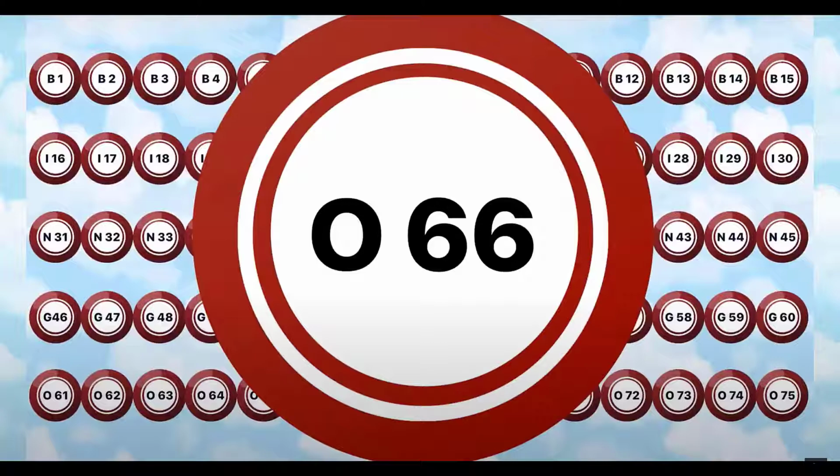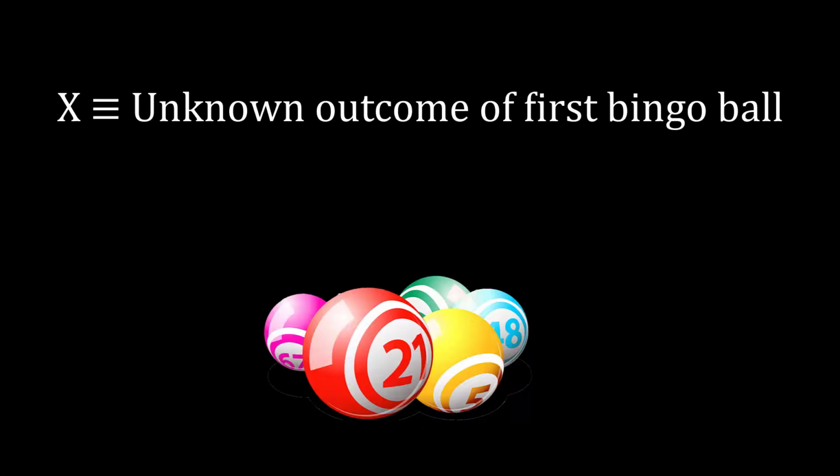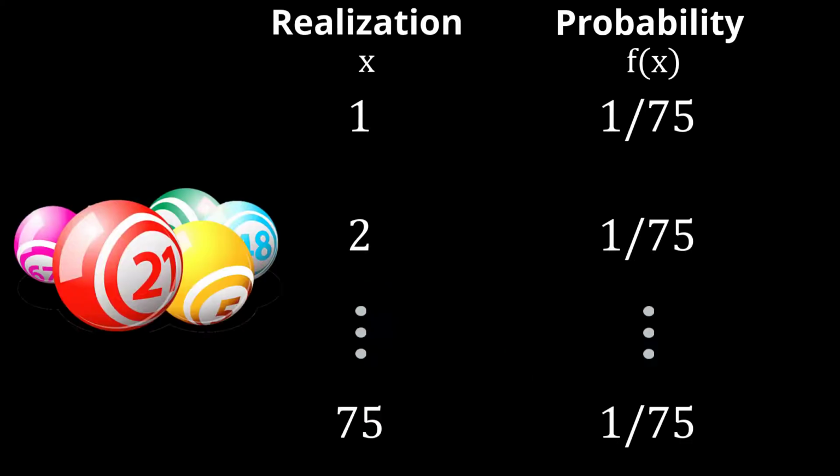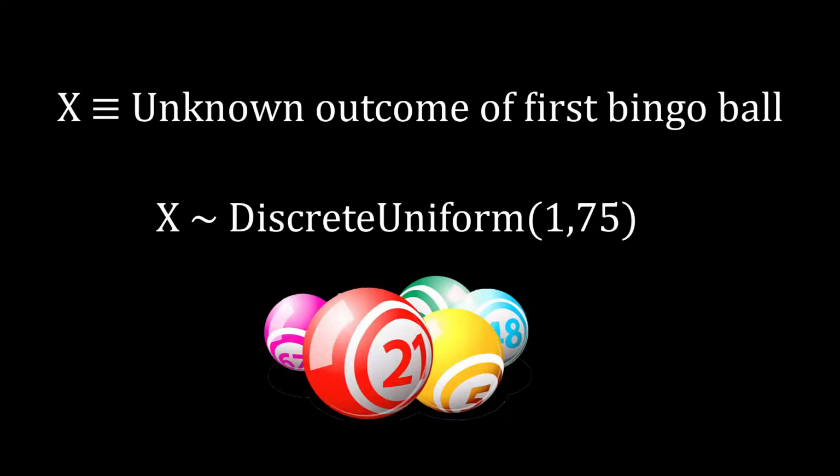So instead we use our nice terse math notation. Let x be the outcome of the first bingo ball drawn, and therefore we model our uncertainty in x. And we say x is distributed discrete uniform with parameters a equal to 1 and b equal to 75. This is much easier to write than the table. Notice how parameters a and b have real-world meaning, namely they're the smallest and largest values. We will often look at how to use parameters with a distribution family in a way that has real-world interpretability.